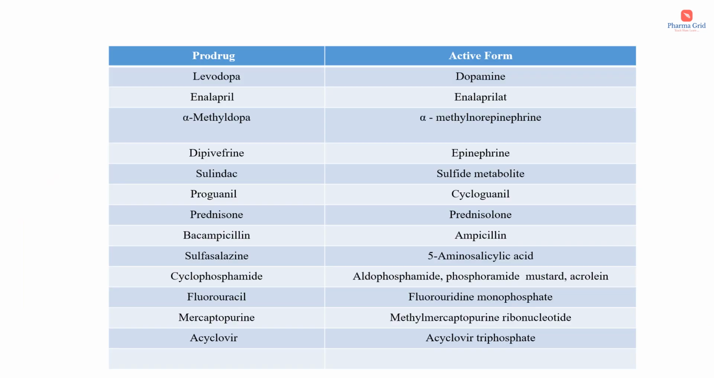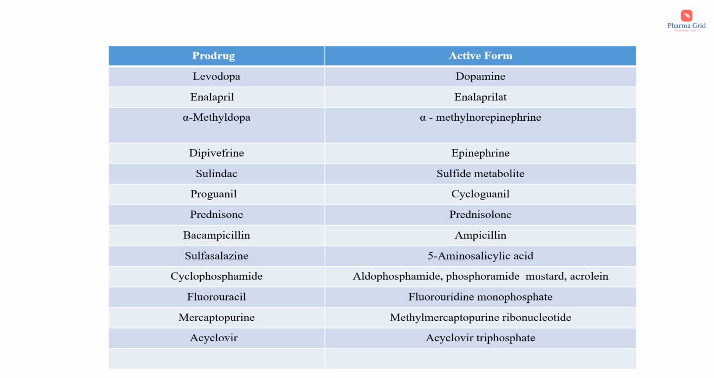Here you can see a list of prodrugs and their active forms. Levodopa, its active metabolite is dopamine, and enalapril, its active form is enalaprilat. Then alpha-methyldopa, its active form is alpha-methylnorepinephrine. Then the active form of dipivefrin is epinephrine or adrenaline. Then sulindac, which is a prodrug, its active form is the sulfide metabolite. Then proguanil, its active form is cycloguanil. Then prednisone, its active form is prednisolone. Then the active form of bacampicillin is ampicillin, which is a beta-lactam antibiotic. Then sulfasalazine, its active form is 5-aminosalicylic acid.